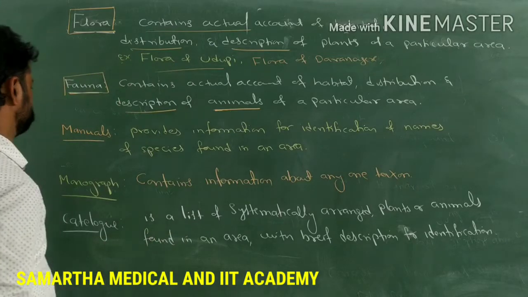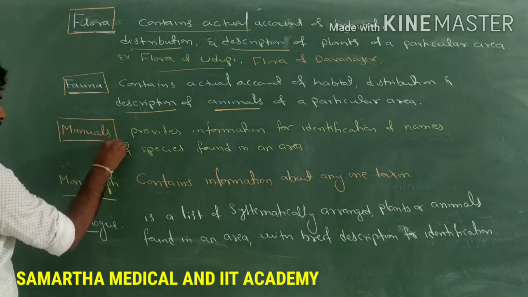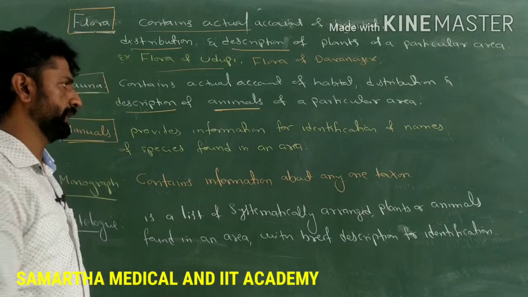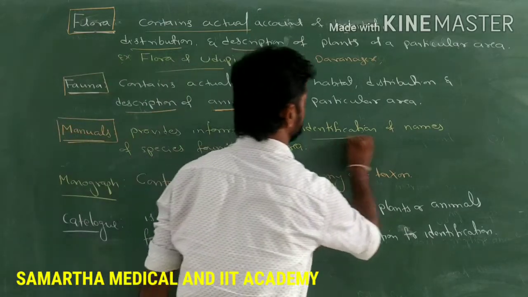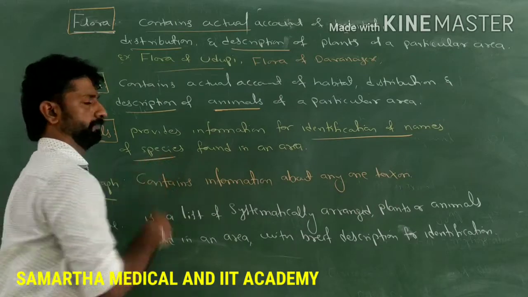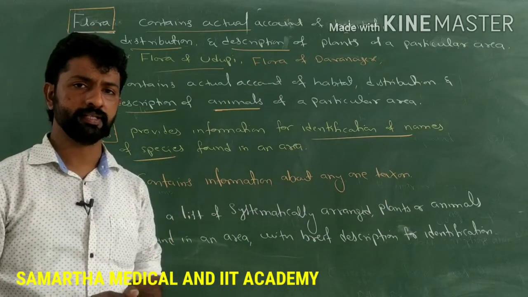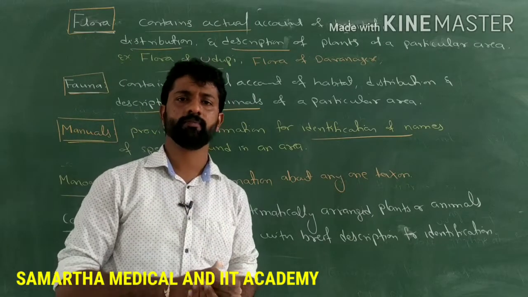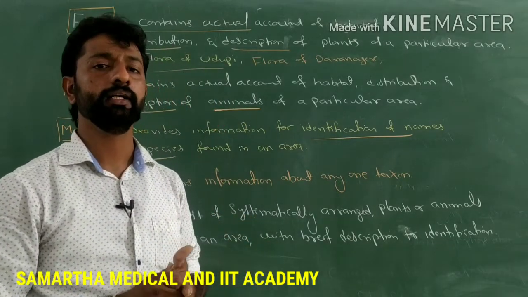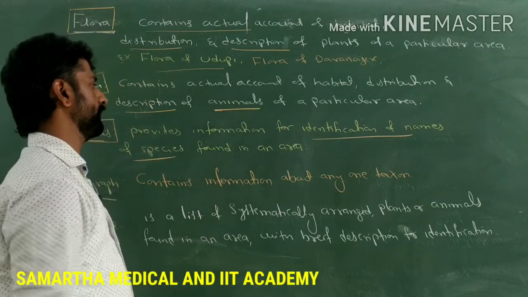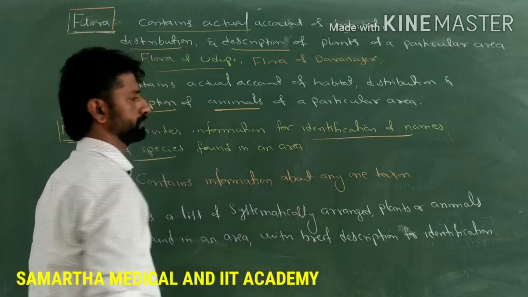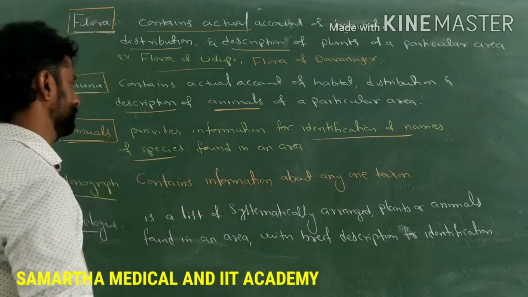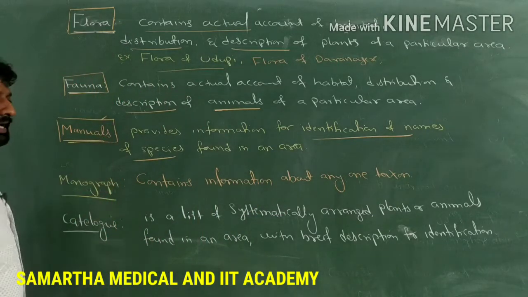Similarly, next, manuals. What do you mean by manuals? The manuals provide the information for the identification of names of species present in a geographical area. The information required for the identification of names of the species of organisms in an area will be provided in the taxonomical aid called manuals.